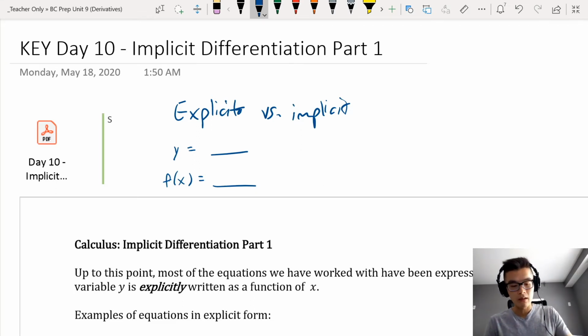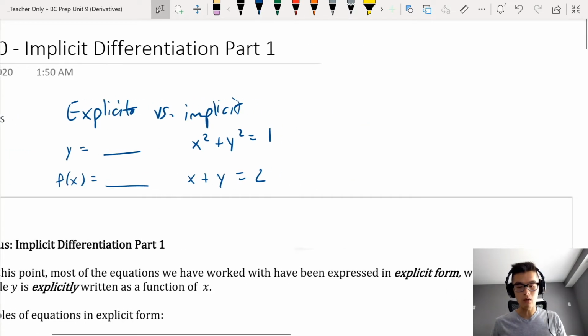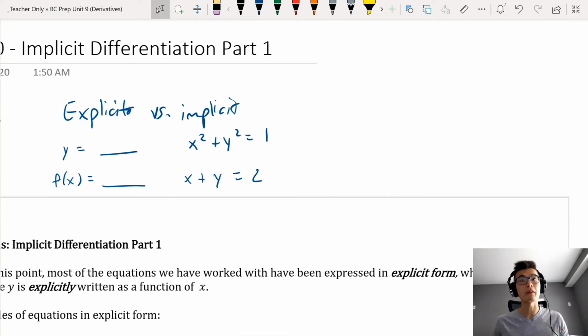Implicit just means, hey, that y variable might actually be with some other stuff. So we can have something like this: x squared plus y squared equals 1. That's the equation of a circle. You can even just have something basic as x plus y equals 2. Something simple like that works. So let me just show you how we've been deriving things normally with explicit differentiation, and now how we might have to worry about it when we do implicit.